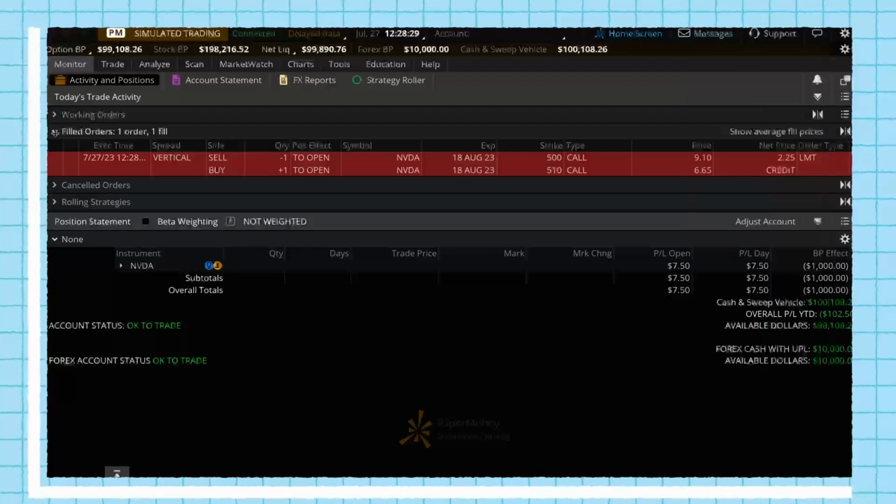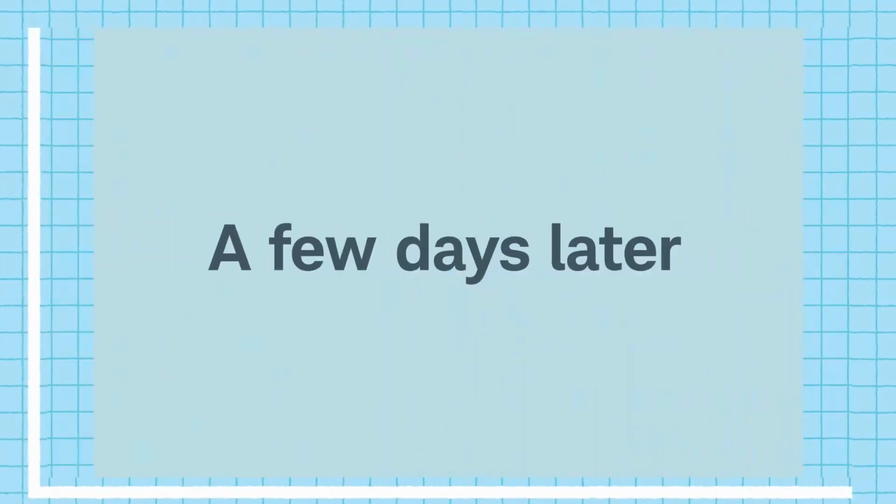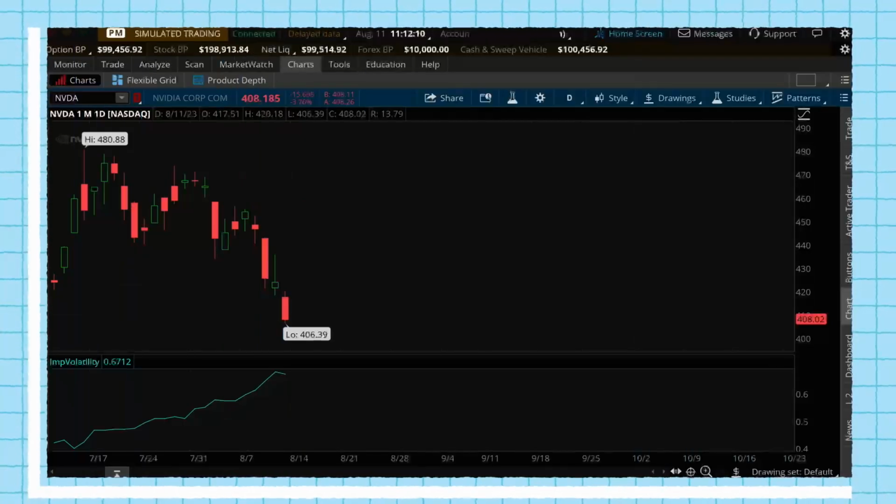Then I looked at the filled orders and saw I actually got a little better fill at $2.25. This is because I was credited $9.10 for the short option and paid $6.85 for the long option. This also meant the max gain was $225 and the max loss is $775. I came back after a few days to see how the Nvidia trade was doing. The chart showed that the stock had tumbled quite a bit. I placed the trade on July 27th, and the stock had fallen about $50, which was a really good sign.